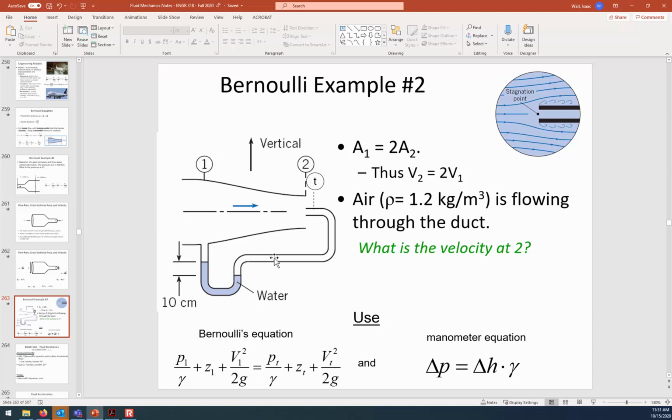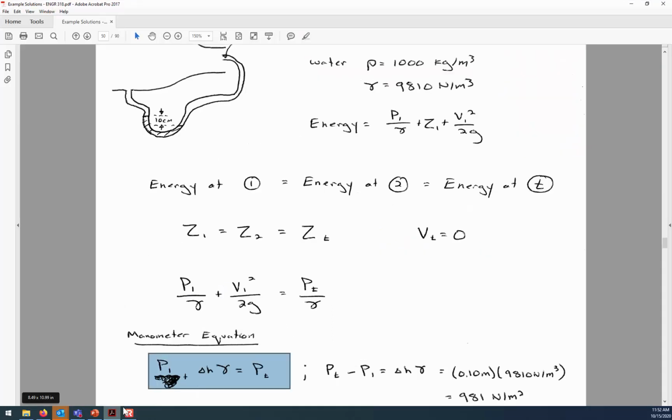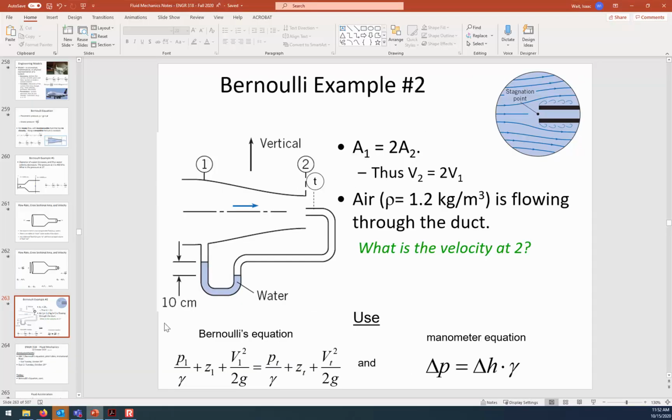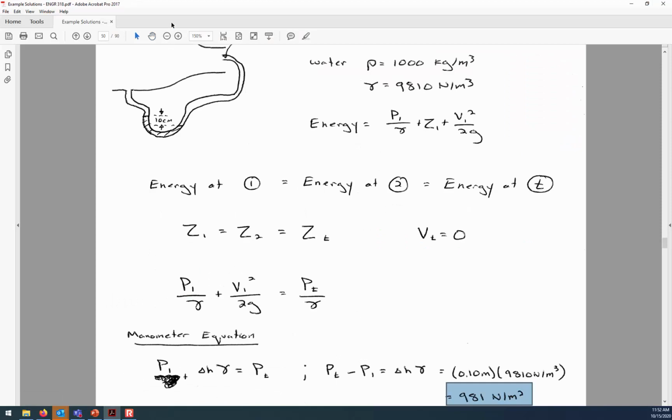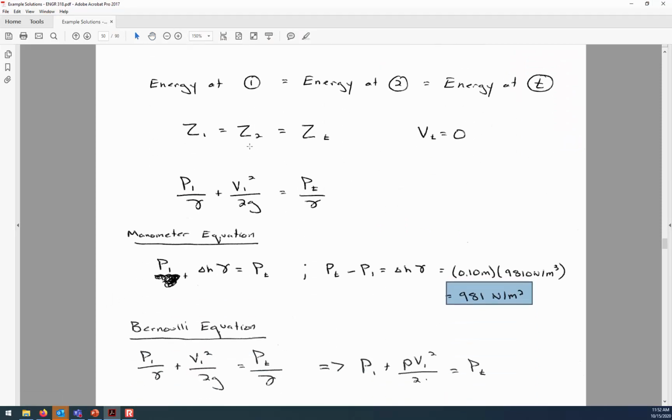The air pressure isn't going to change through this entire stagnation tube because air pressure doesn't change over the course of a few centimeters in the same way that it will for water. And so the 981 that we've calculated here, 981 newtons per meter squared, is how much higher the pressure is inside of the stagnation tube compared to the pressure at location 1. So that piece of the puzzle is solved with the manometer equation, and the other piece is solved with the Bernoulli equation.